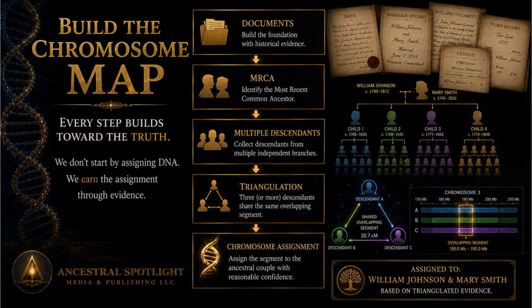Notice how every previous step builds toward this moment. By now, we have documented genealogy. We have identified our MRCA. We have collected descendants from multiple independent branches. We have triangulated chromosome segments. Only now do we begin assigning chromosome segments to ancestral couples. Notice the order? We did not begin by assigning DNA. We earn the assignment through evidence. This distinction is extremely important.